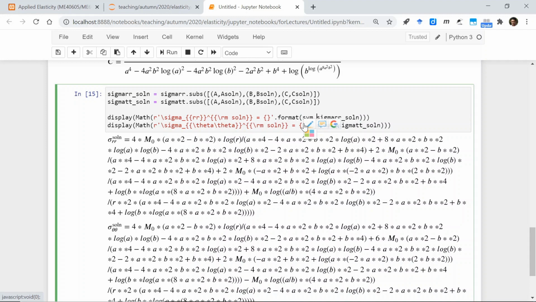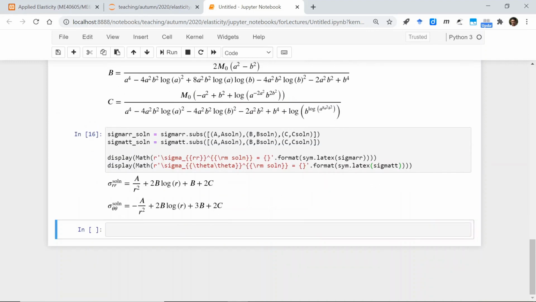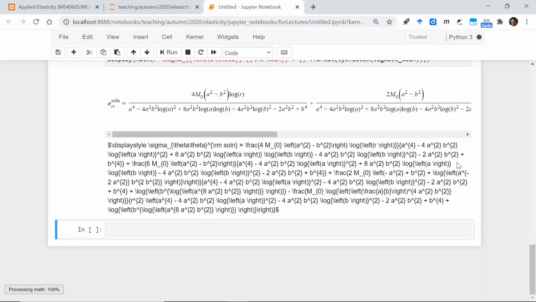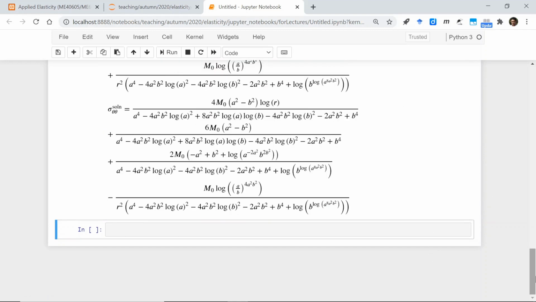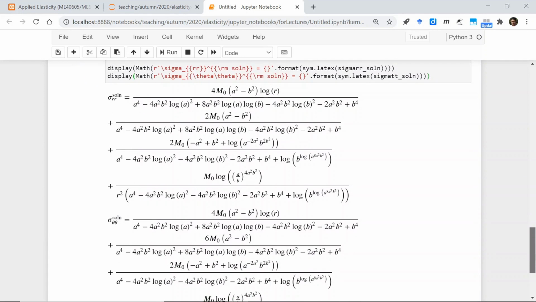So we must provide this, let me retype that, sim.latex sigma RR and sim.latex sigma theta theta. Let's try this once again. I need to write this as sigma RR solution. Otherwise, it is just expressing the original unsolved expressions. So see, these are quite huge expressions. Just look at that.